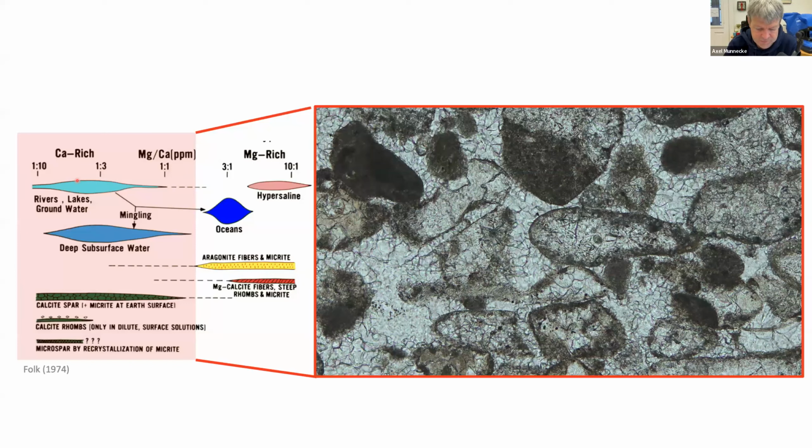Of course, it occurs, sure, but the normal fate of a sediment is downward. So in order to get a loose sediment exposed to fresh water, you need either a strong sea level drop or tectonic uplift. So the normal fate is downward.